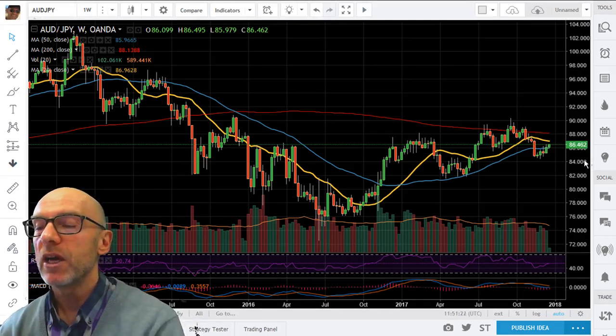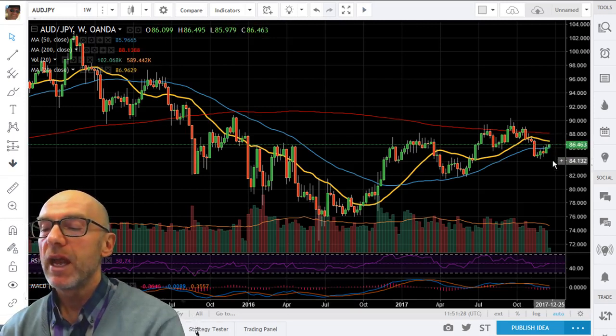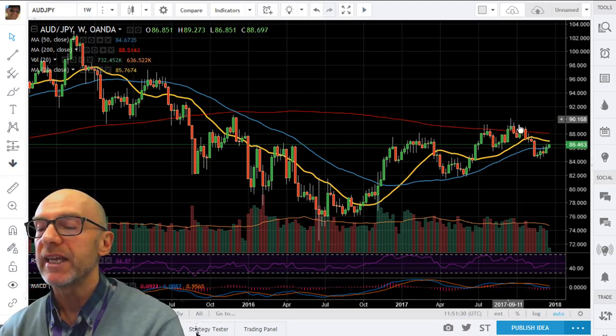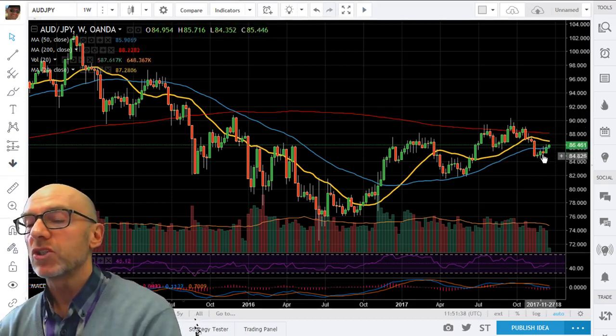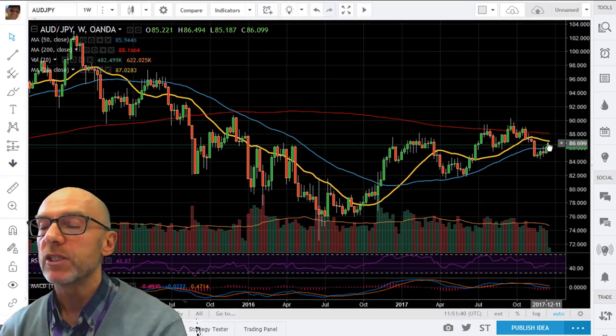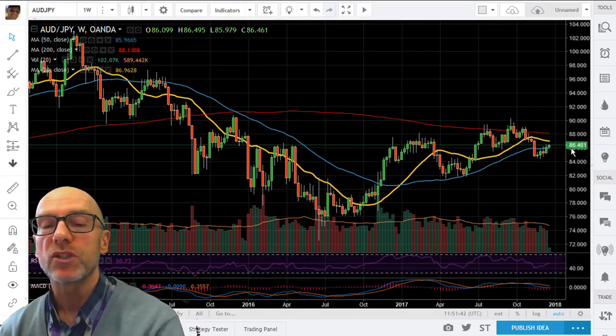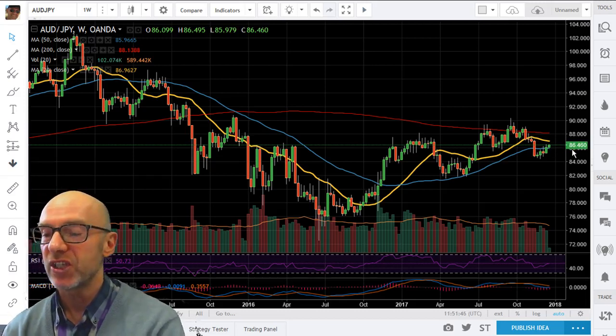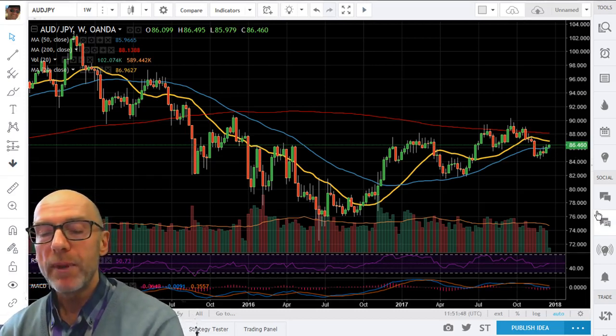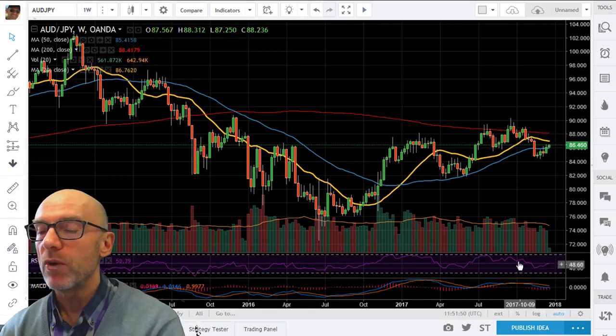85.97. To the upside, however, you can see that the 20-week and the 200-week are tracking down, and very much we're still in a downtrend formation. This pattern of lower highs and lower lows looks like it will continue. We do need to break above those resistance levels. The 20-week to start is at 86.96.